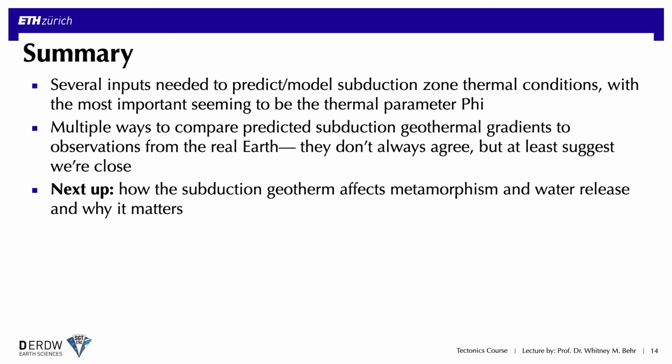So I hope that gives you a sense of how these thermal models are produced in detail. To summarize, there are several inputs needed to predict or model subduction zone thermal conditions, but the most important seems to be the thermal parameter phi, which is the convergence rate times the plate age. There's multiple ways. I just showed you a few examples to compare predicted subduction geothermal gradients to observations from the real Earth. They don't always agree, but at least they suggest that we're doing fairly well or fairly close.